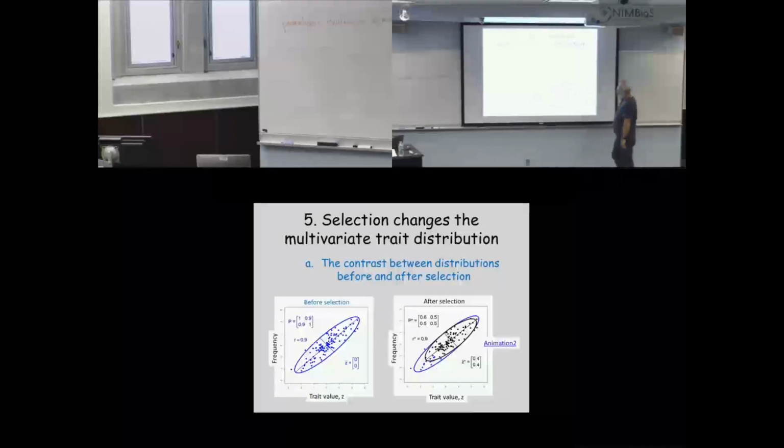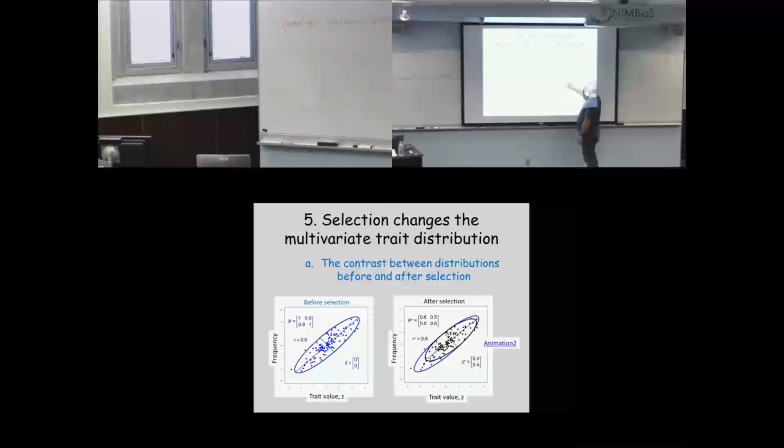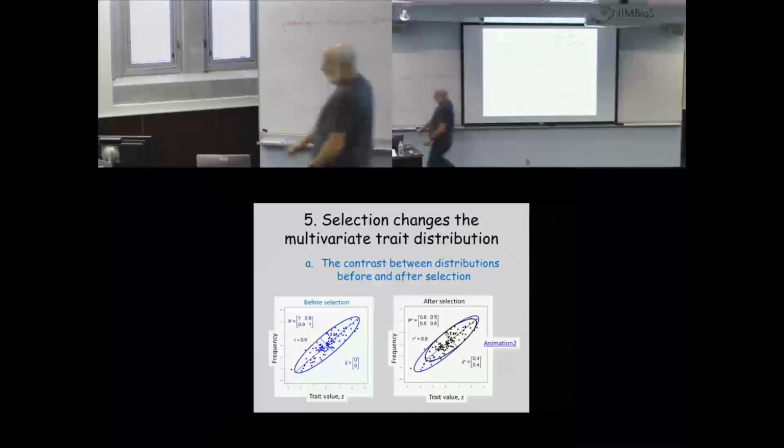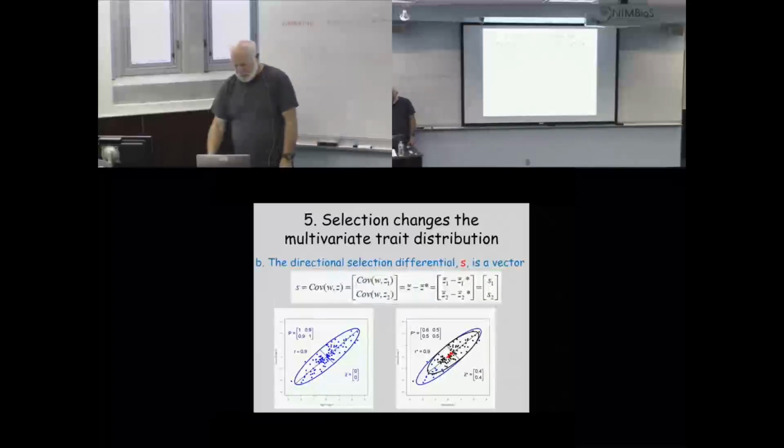And now I'm going to let some kind of selection act, and the form of selection is such that all of the individuals colored in black are going to be the sample after selection. And if we calculate the variance and the mean of those individuals after selection, we see that the mean is shifted from 0 to 0.4, 40% of a standard deviation in both traits. And I think I show that as an arrow in the next slide.